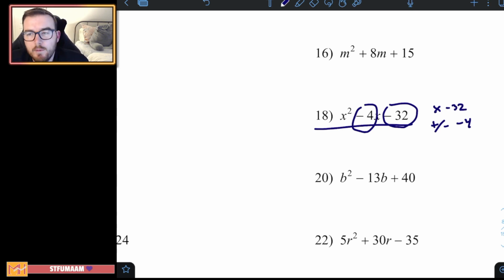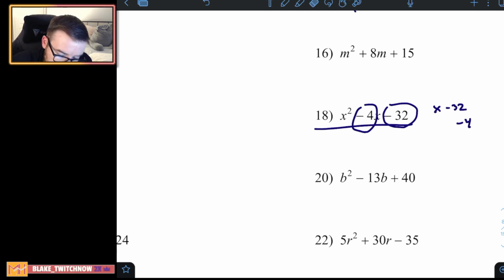Well, what are some numbers that multiply to 32? 16 times 2. 16 times 2 multiplies to be positive 32. 16 times negative 2 multiplies to be negative 32. Okay. And what happens when you combine 16 and negative 2? Well, they add together. 16 plus negative 2 is 14. Okay. I'm just going to say adds instead of add or subtract. 16 plus negative 2 is 14. Does that add to be negative 4? No. So what combination of numbers multiplies to be negative 32 and adds to be negative 4?